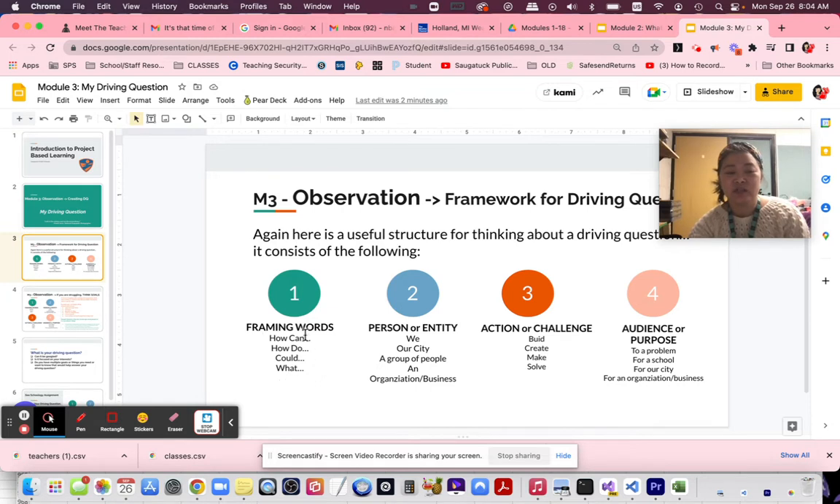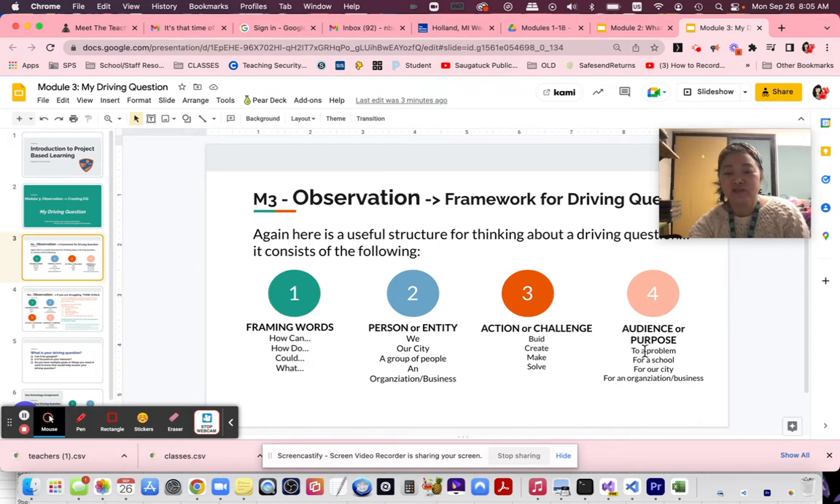It should have some framing words that frame it into a question, like how do I, or how can I, or could we, what can I do? It should also include you or we, or if you're talking about a larger group, like how can we as a society, or how could young people. So we want to make sure we have a person or identity, and that can include we or you or I if I was creating my own project. And then some action or challenge questions: build, create, make, solve, encourage. We're looking for verbs or actions that are going to broaden our project.